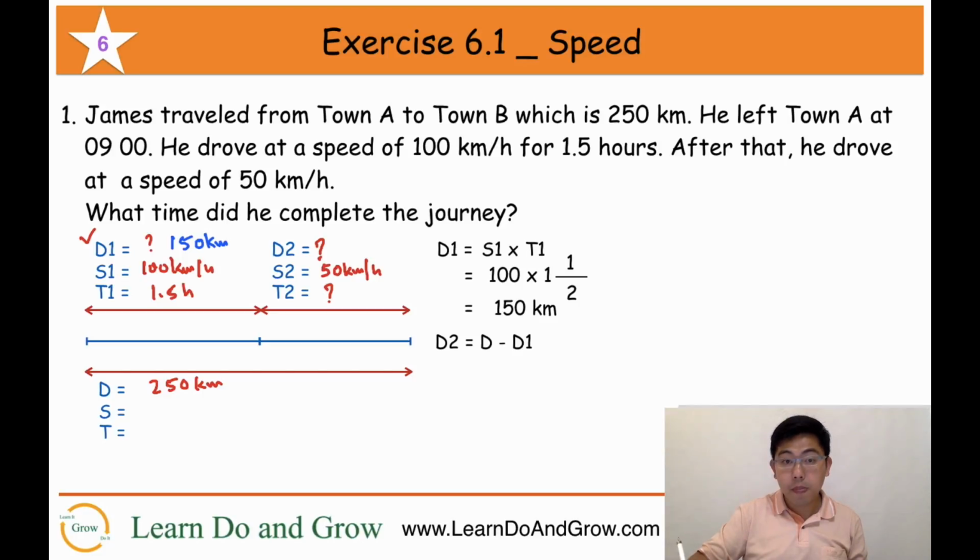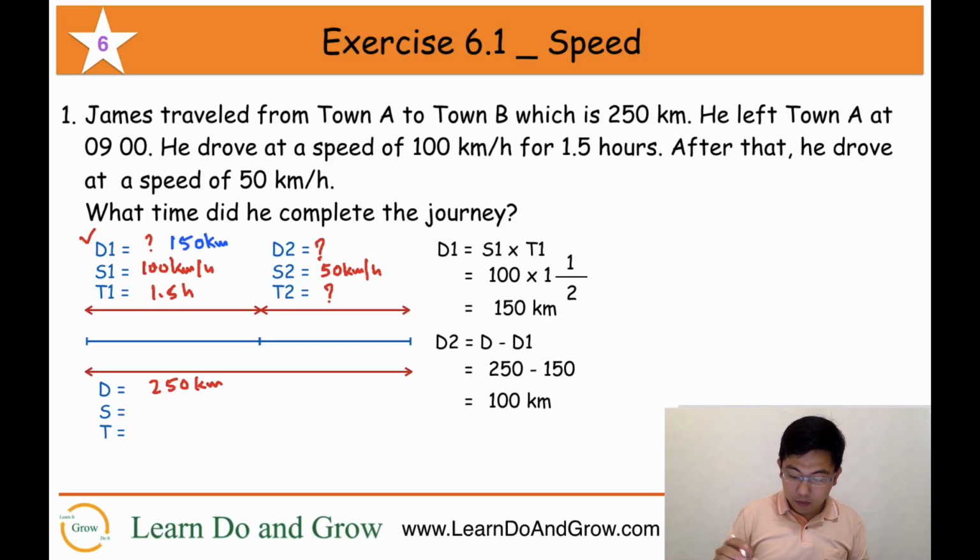And next, D2, how to find D2? Like what I explained just now, D2, the distance for the second part of the journey, equals the total distance minus the first part of the journey. In that case, 250 minus 150 equals 100. So I can just fill it over here, 100 kilometers.